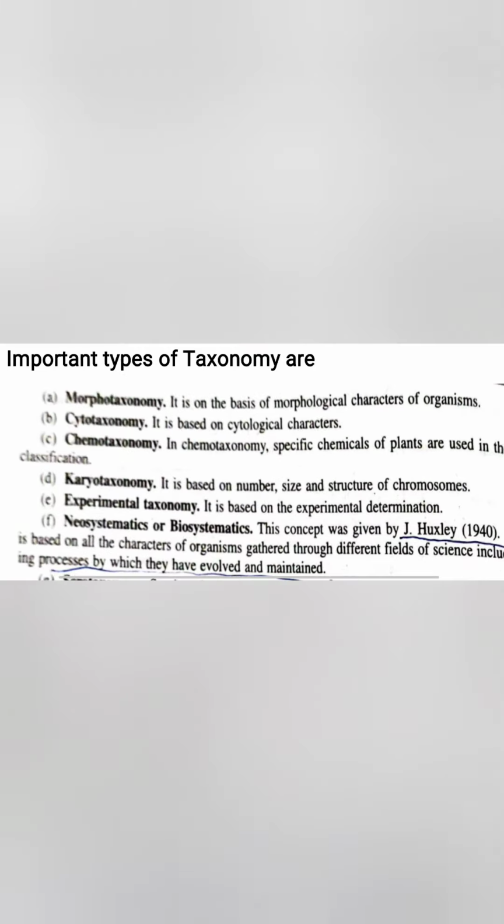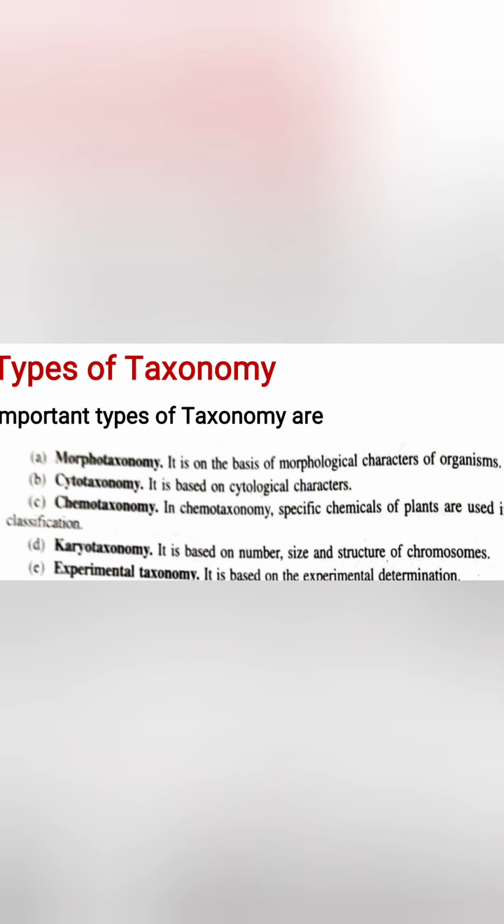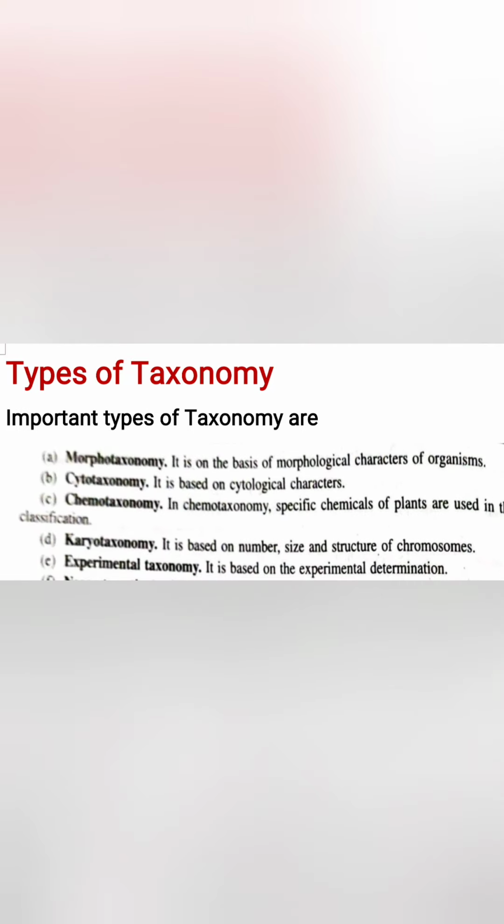Experimental taxonomy, it is based on experimental determination. Karyotaxonomy, it is based on the number, size and structure of the chromosomes. Chemotaxonomy, it is the chemicals which are the base for classification. Cytotaxonomy is based on cytological characters, and morphotaxonomy is based on morphological characters.